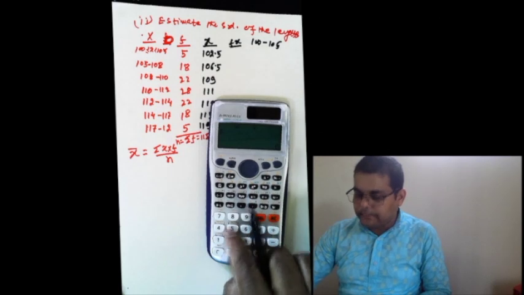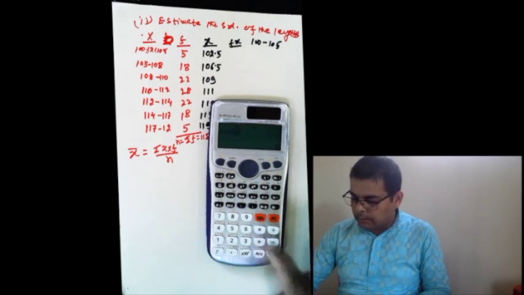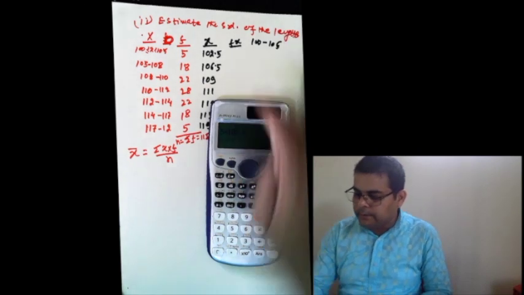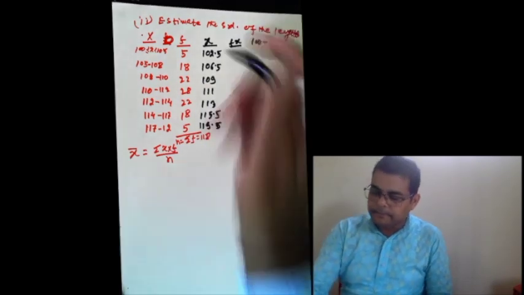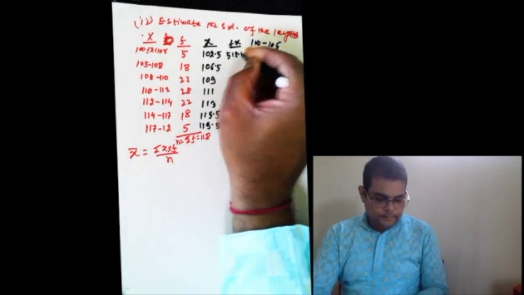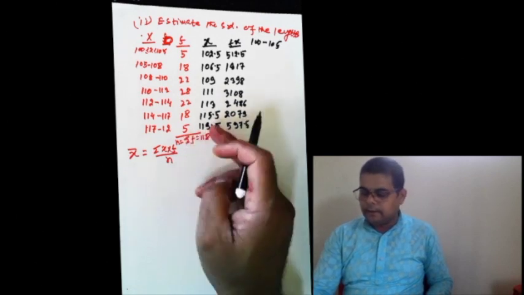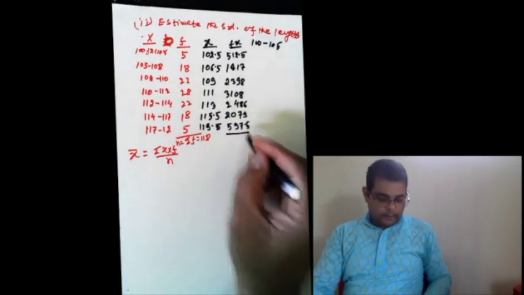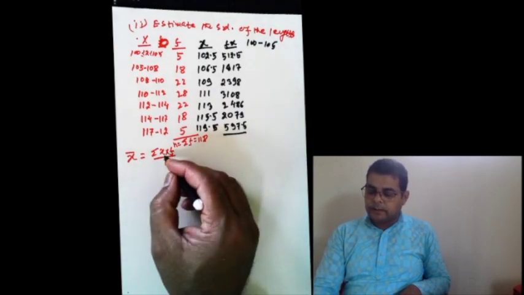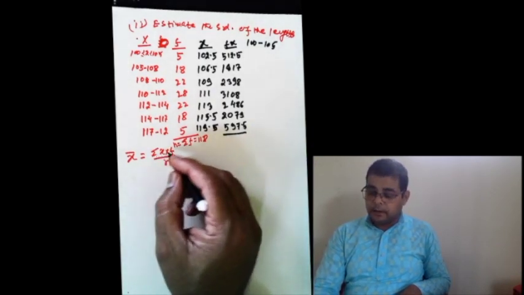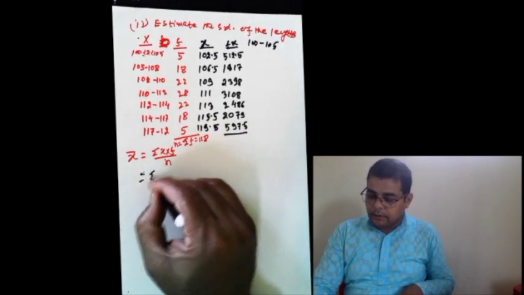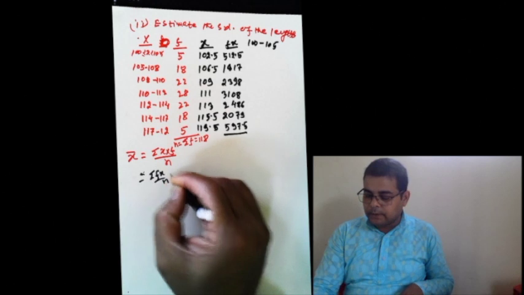This is 5 times 102.5, and that is going to be 512.5. So that is 512.5, f and x. Now have a look at this formula. What you require is x times f total, that is fx. It is also summation of fx by n. So both are the same thing here.